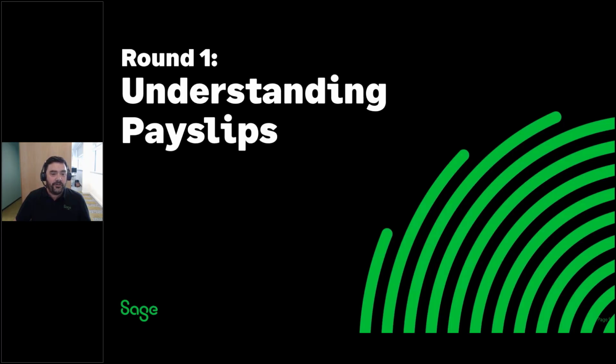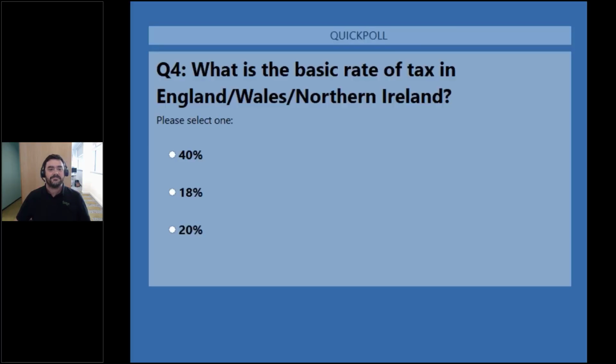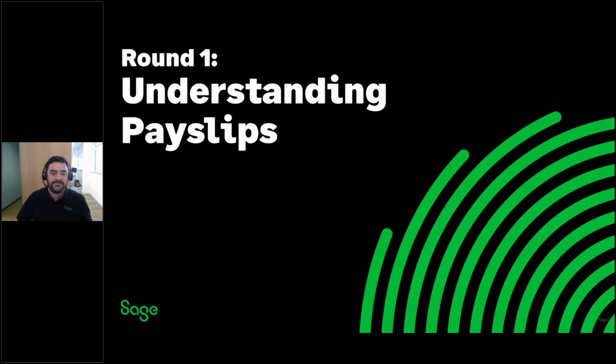On to question 4 then. So what is the basic rate of tax in England, Wales and Northern Ireland? So is that basic rate 40%? Is it 18%? Or is the basic rate of tax 20%? What's the basic rate of tax in England, Wales and Northern Ireland? So on to question 5.